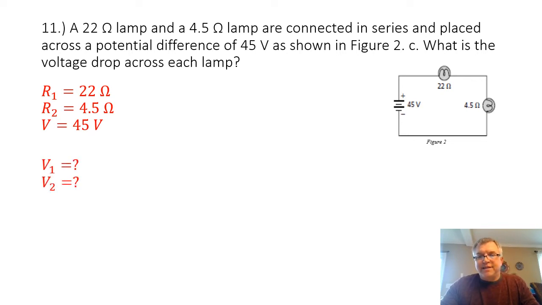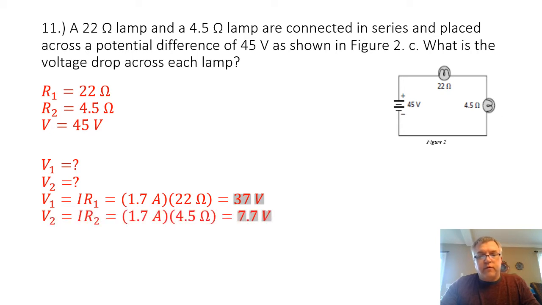Now, because this is a series circuit, I know that the current is going to remain the same across all the lamps. And to find the voltage going across just one of the lamps, I need to use the resistance of that lamp, not the equivalent resistance. I know I can use Ohm's law to find the voltage. So the voltage going across the first lamp is going to equal my current of 1.7 amps times the resistance of that lamp, which is 22 ohms, which is going to give me a voltage of 37 volts.